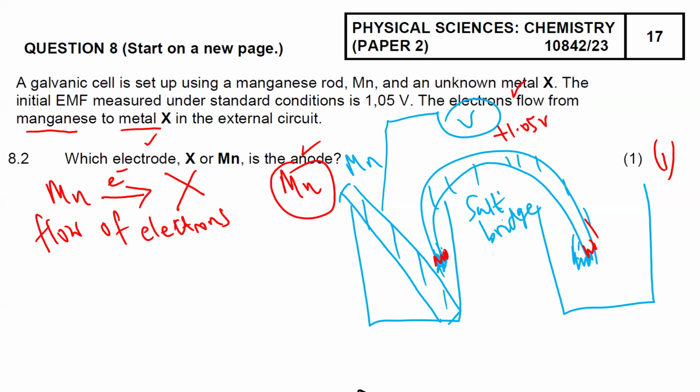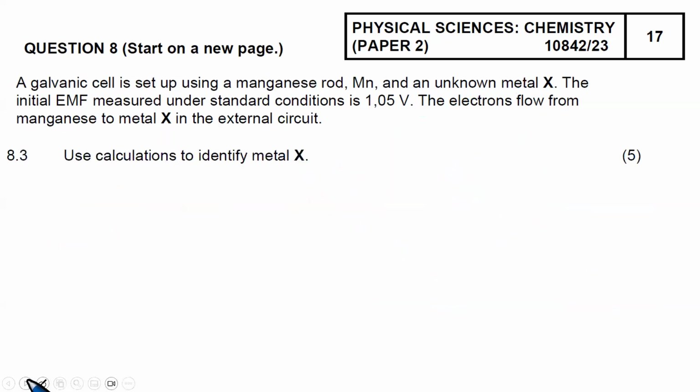Manganese is the anode. Now we go to 8.3. Use calculations to identify metal X. The question is, what is this metal X?